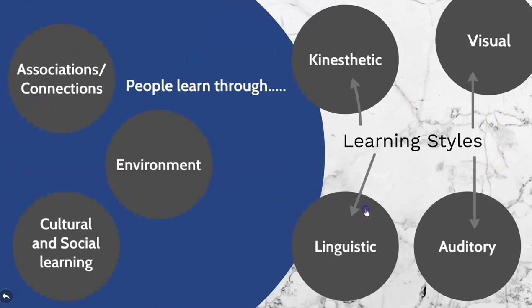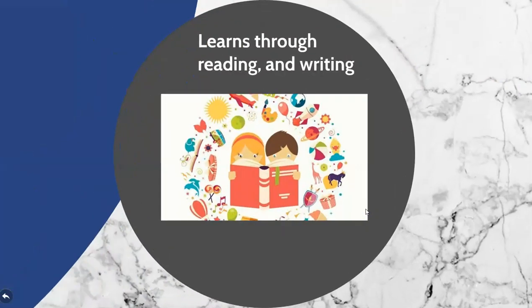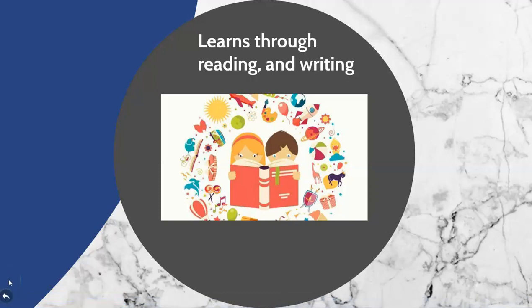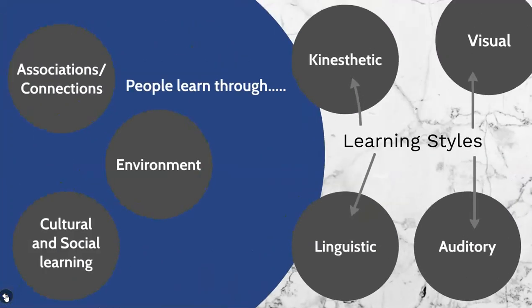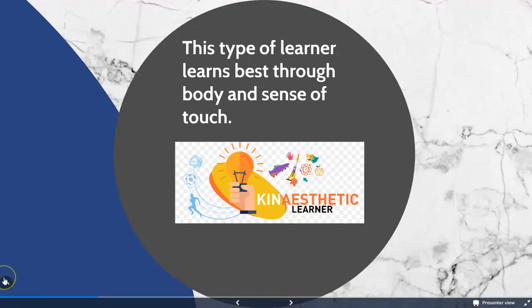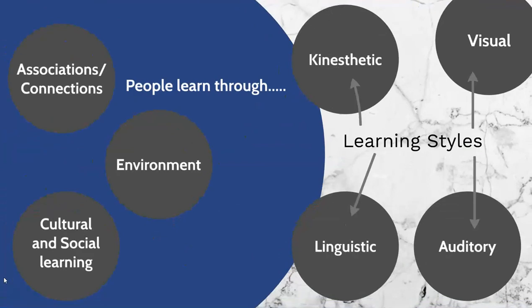Linguistic is a learner that learns best from reading and writing. They're using their hands for writing. They're using their eyes for reading. So those are 2 ways they process the information. And then there's the kinesthetic learner. This type of learner learns best through using the body and their sense of touch. So it's a hands-on experience. They're learning by actually doing. And that's how that type of learner processes the information.